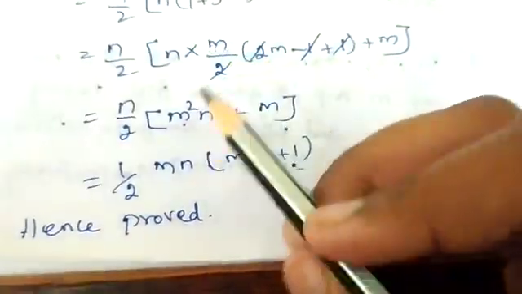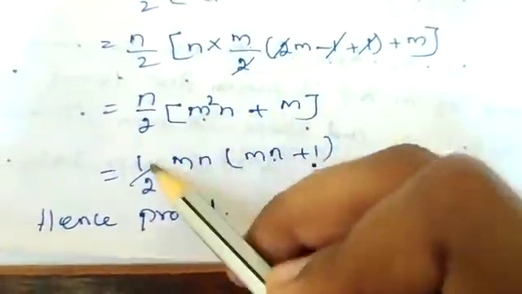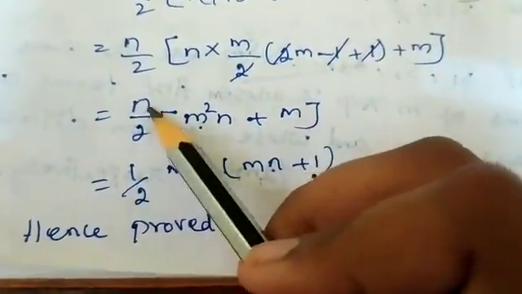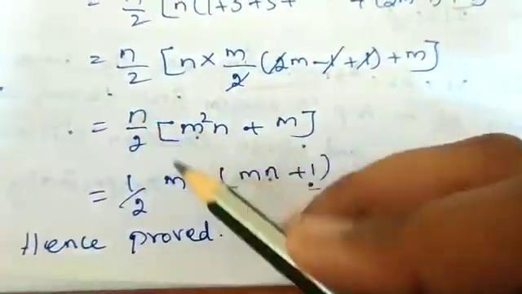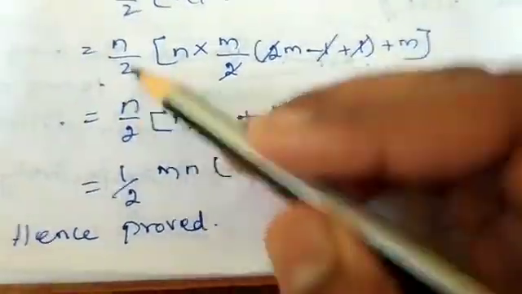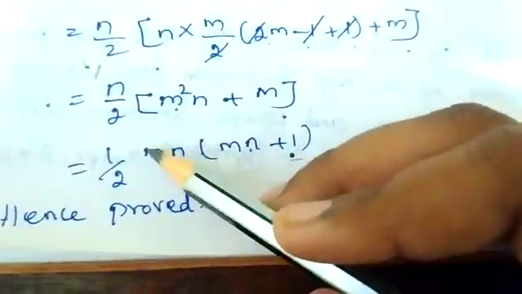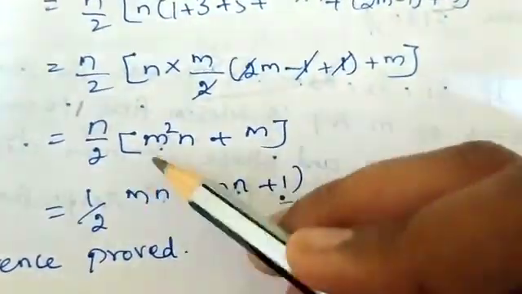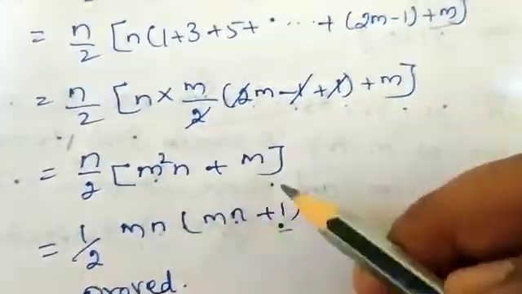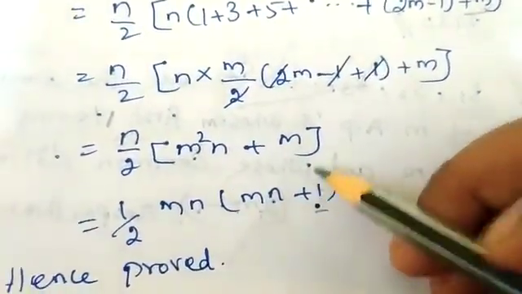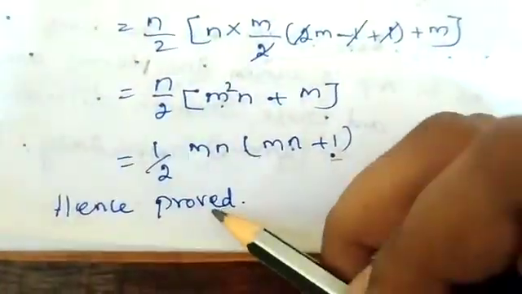Then half into mn into mn plus 1. Here I am taking mn outside. Here also one n is there, so it will be considered inside. So I am taking mn outside, meaning when we take n from here, 1 will be remaining. So that is 1 by 2 into mn into, when I take 1 m and 1 n from here, that is mn plus, 1 m gone, so that is 1. Hence it is proved.